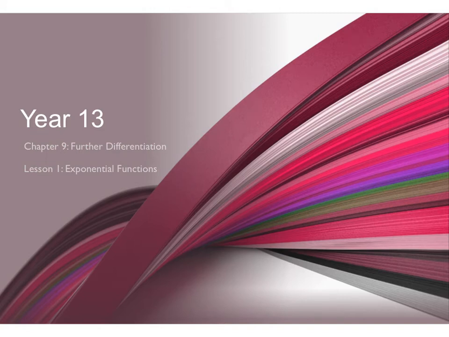Year 13, Chapter 9, Further Differentiation, Lesson 1, Differentiating Exponential Functions. So let's recap what we know from the content you've covered back in Year 12. You know that if y equals e to the x, then dy by dx is also equal to e to the x. At every point on the exponential curve, the gradient is equal to the y coordinate.